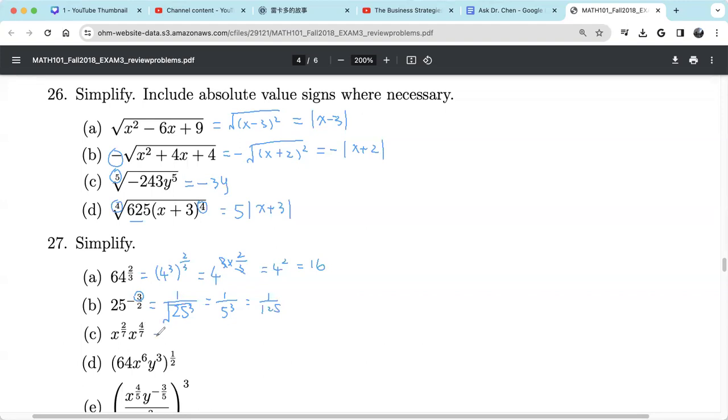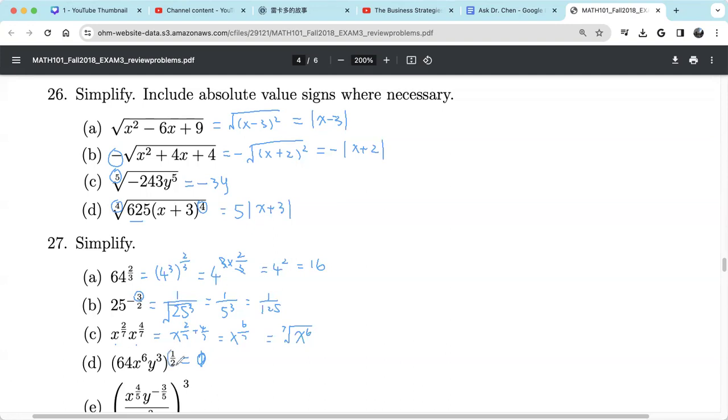So let's see C. Same base, x, so for multiplication we just add the exponents. So 2 over 7 plus 4 over 7. 2 plus 4, that's 6. So x raised to 6 over 7. So usually we write it as a radical. x raised to 6, the numerator is the power, the denominator is the index. Half means square root, square root of everything inside, right?